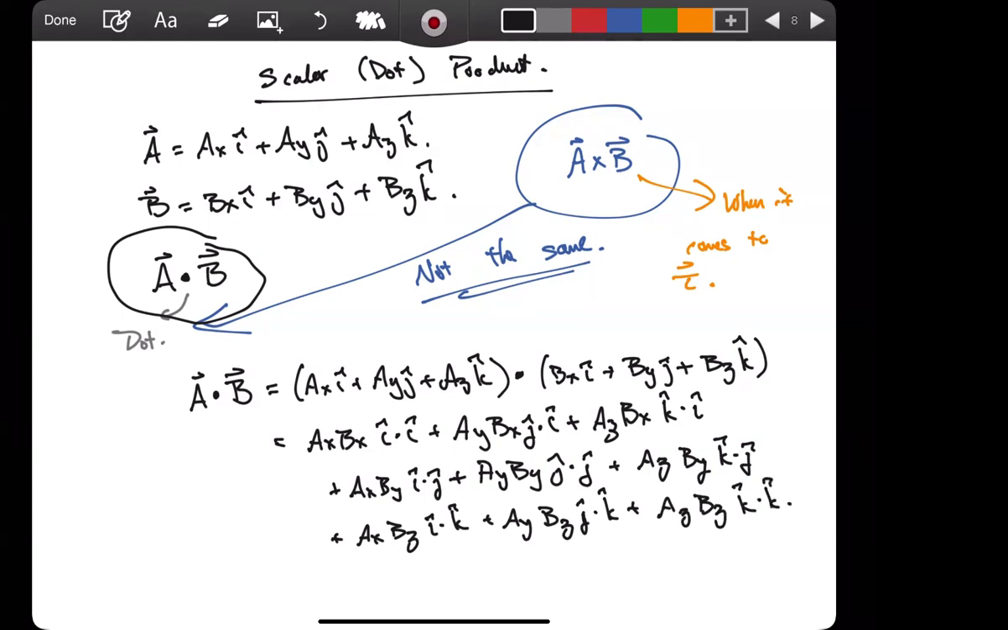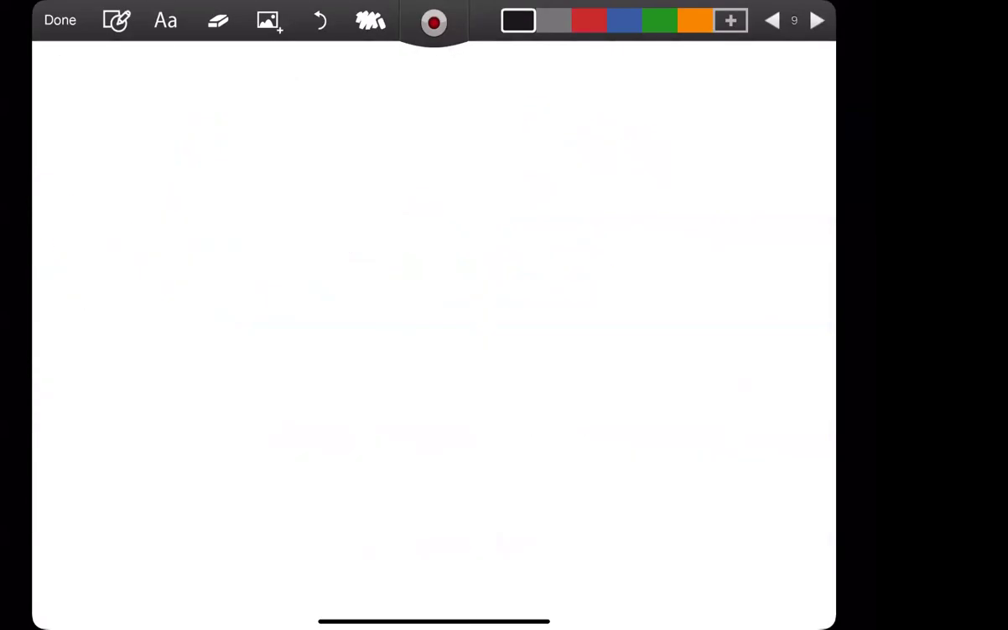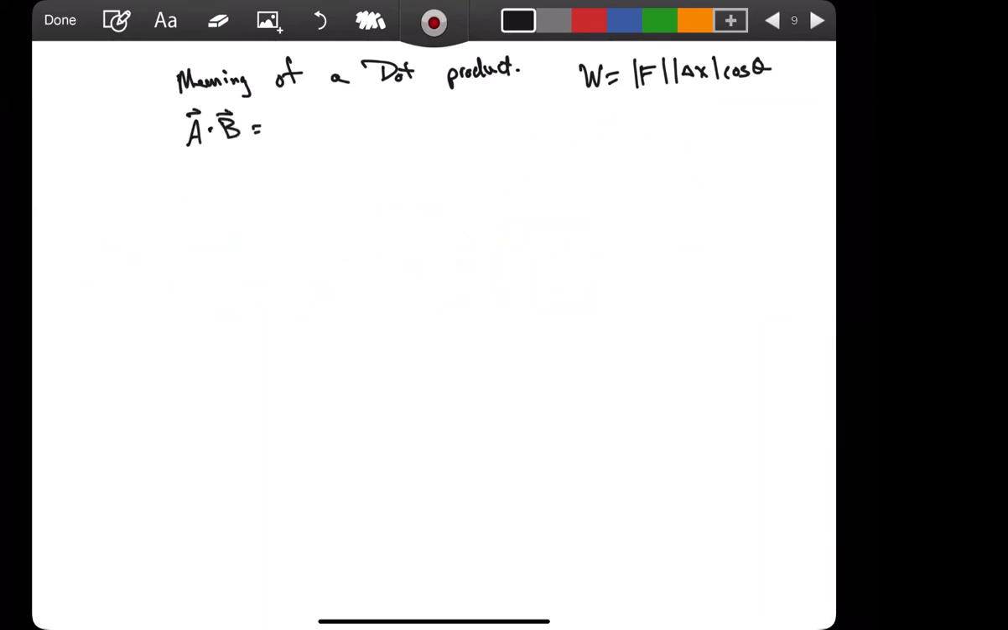Now, first of all, let's talk about some things here. What does a dot product actually mean? What is the meaning of a dot product? As we saw from the definition of work, work is equal to the magnitude of the force times the magnitude of the displacement times cosine of the angle between the two. This means an alternative way of writing A dot B is the magnitude of A times the magnitude of B times cosine of the angle between the two. I'll go back to that other definition in just a second. Now, what does this say?